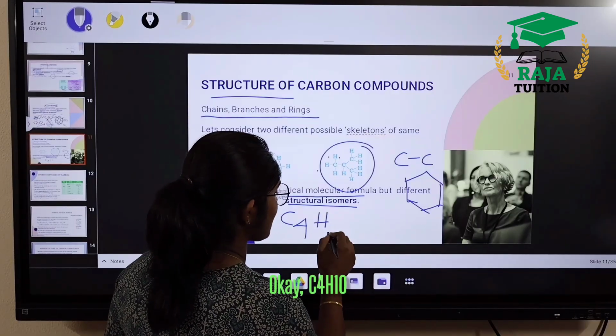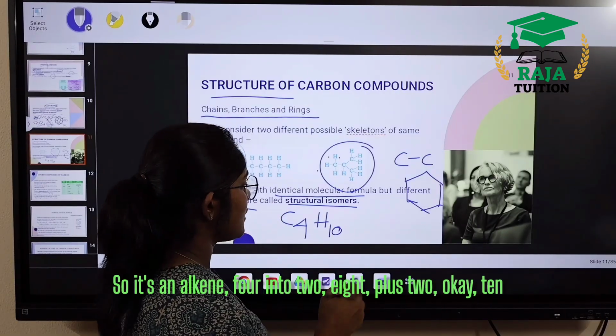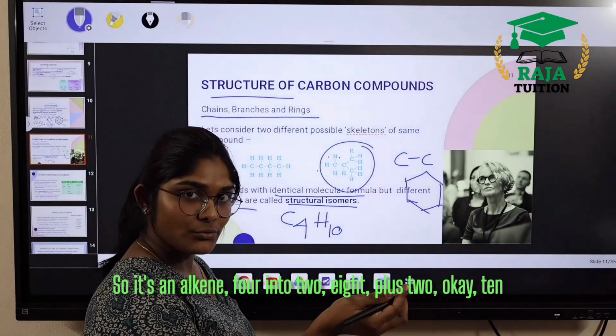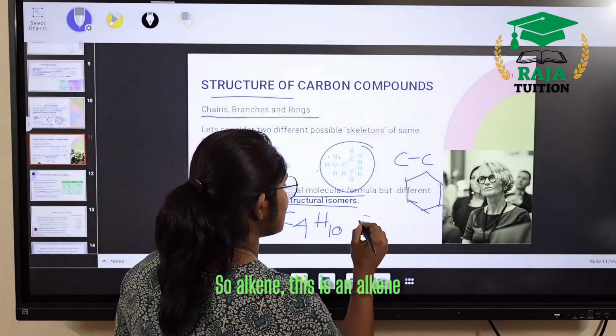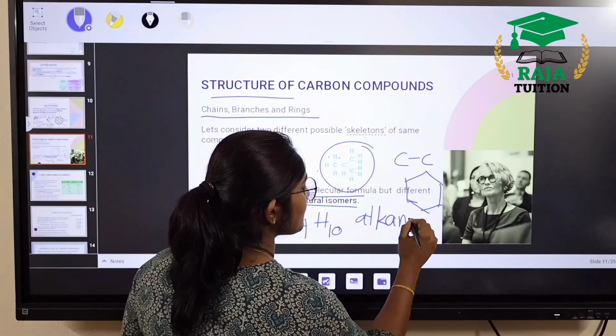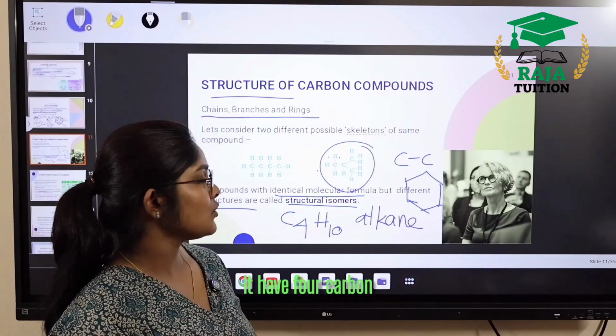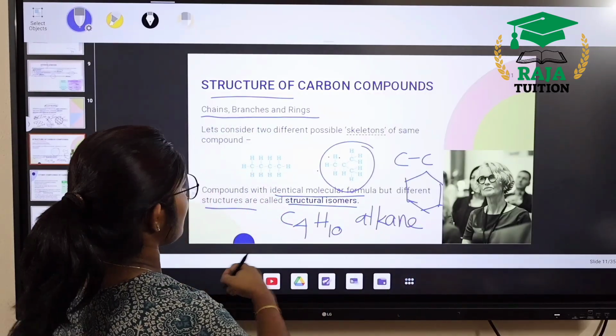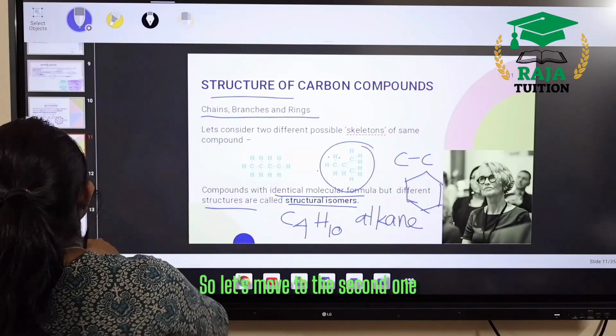C4H10. So it's an alkane. 4 into 2, 8 plus 2, 10. This is a saturated carbon compound. It has 4 carbons, so it's butane. So let's move on to the second one.